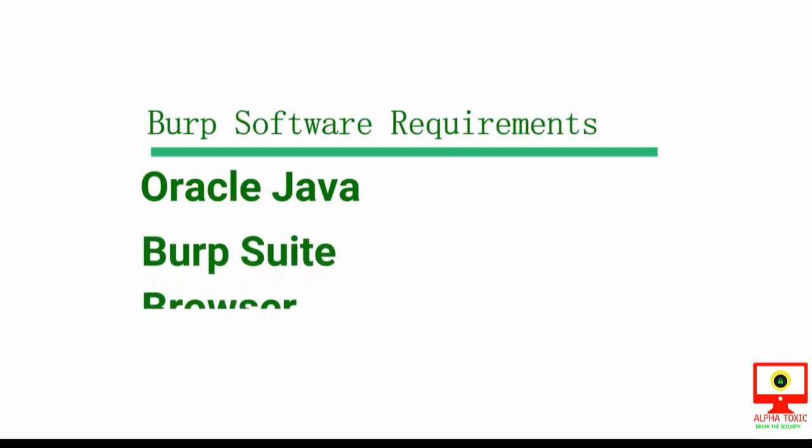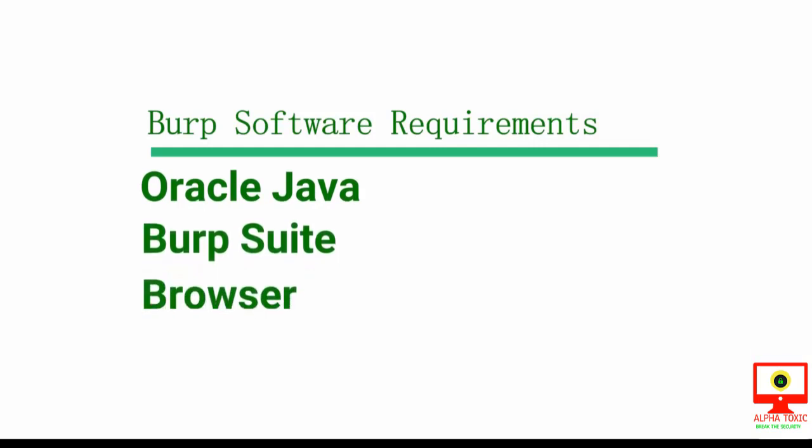First one is Oracle Java. It is required because Burp Suite is developed with Java. Here I have already installed the latest version of Java. You can download it at java.com/en/download. Then Burp Suite Community or Professional, and lastly a browser.